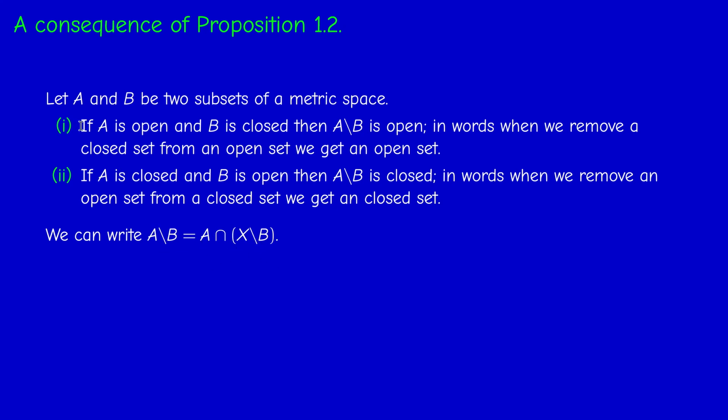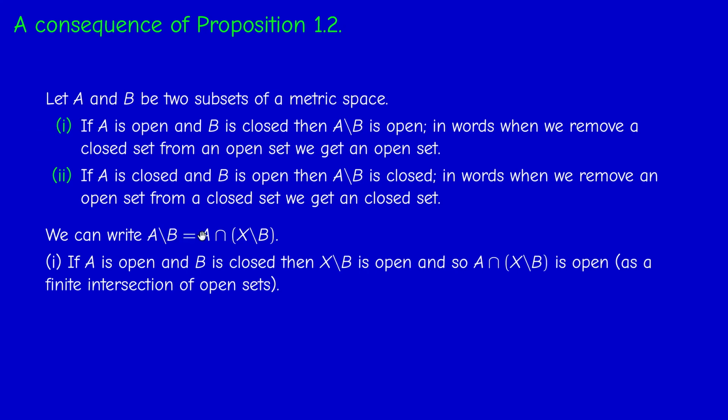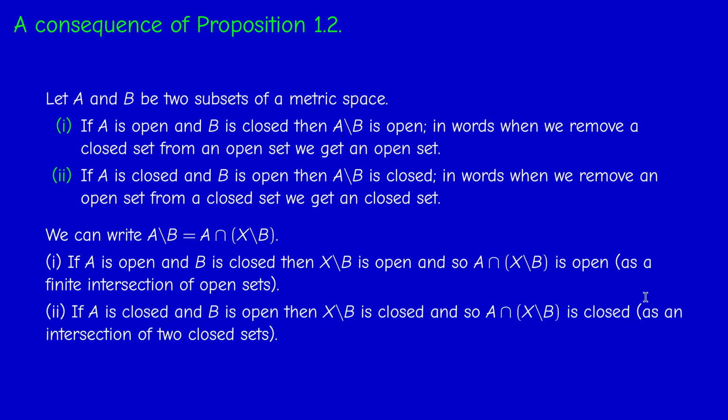Now, in 1, if A is open and B is closed, then the complement of B is open. So we have an intersection of two open sets, and the result is open. And now, if A is closed and B is open, the complement of B is closed, and you get an intersection of two closed sets, so it's closed. Okay, so it's very easy. Now, I'm saying that because it's useful actually.